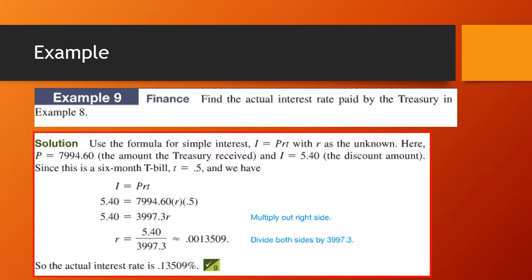Okay, again, we're going to use the simple interest formula. We know the interest already. We figured out that it was $5.40. The principal is going to be $7,994.60, what we pay for the bill. And the time we know is half a year, 6 months, so time is 0.5. But this time we want to know the rate. So we put all that information into our formula and solve for R, and we get 0.00013509, or 0.13509%.